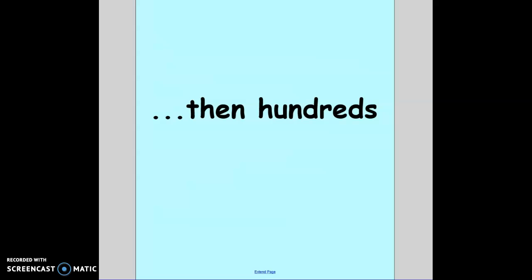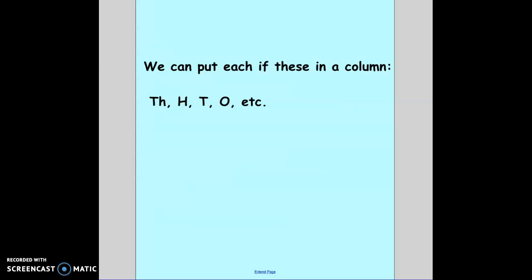And then once we get up to 99, we get another column into play, our hundreds column. And up it goes, 10 times bigger. The next one up will be thousands, of course. And we can put each of these values for each digit in a column of its own. And there you can see the TH for thousands, H for hundreds, T for tens, and O for ones.